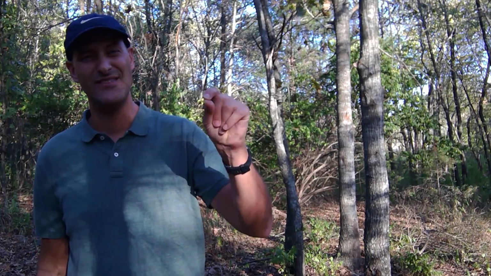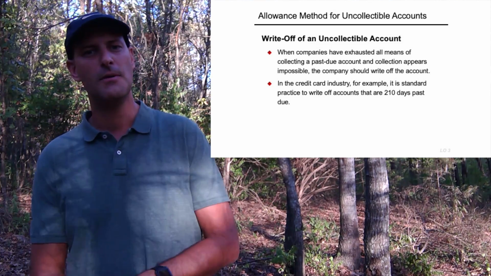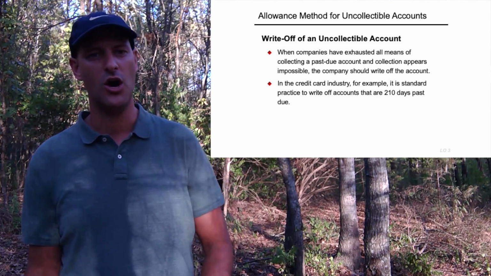Now, we proceed with this. We're going to actually realize who's actually not paying us. And when we realize that and are able to say, okay, this customer, they're not going to pay us, this is a bad account, this receivable is uncollectible, so now we need to write off that receivable. That receivable is a specific receivable and it's a specific amount. So we need to get rid of that specific receivable. So when companies have exhausted all means of collecting a past due account and collection appears impossible, the company should actually write the account off.